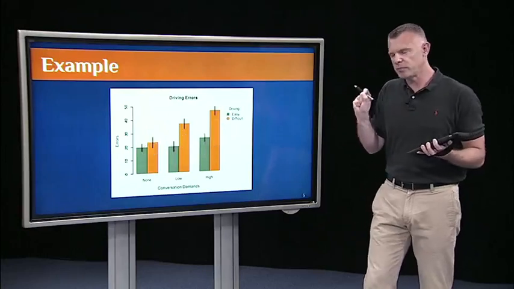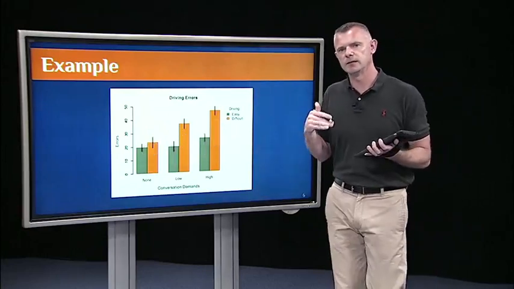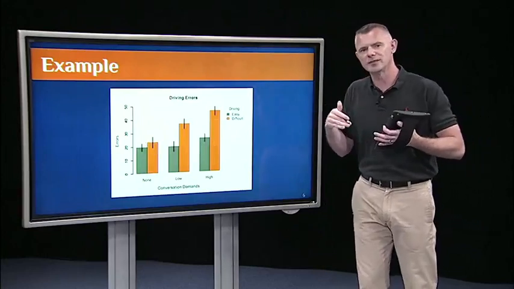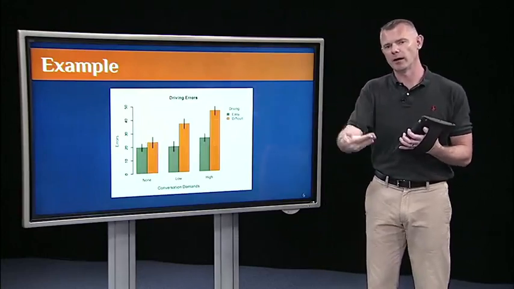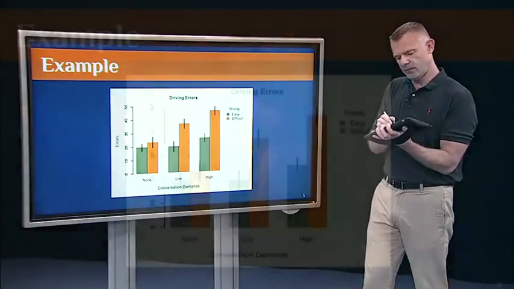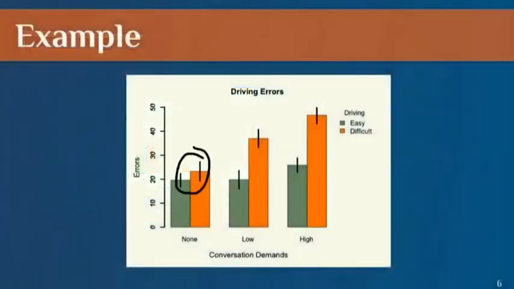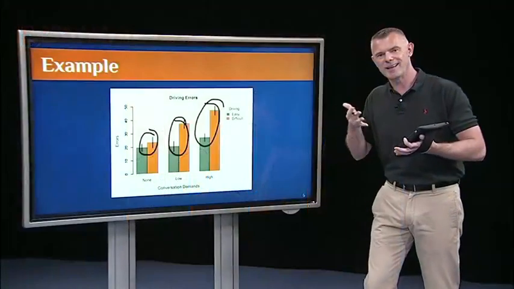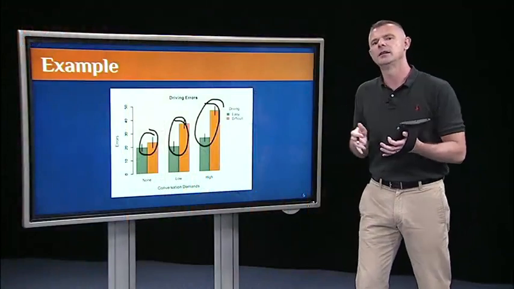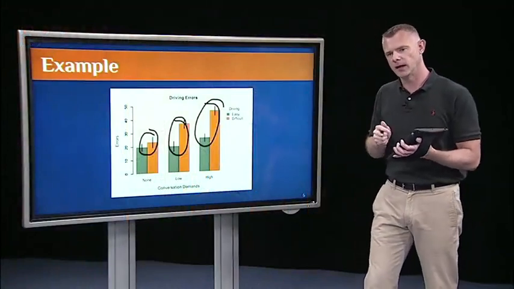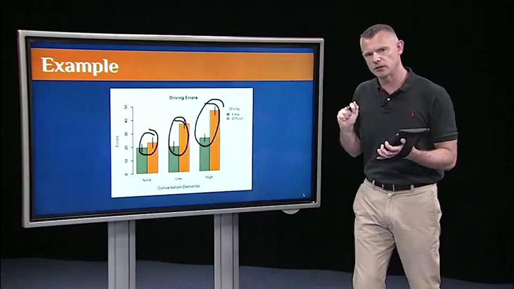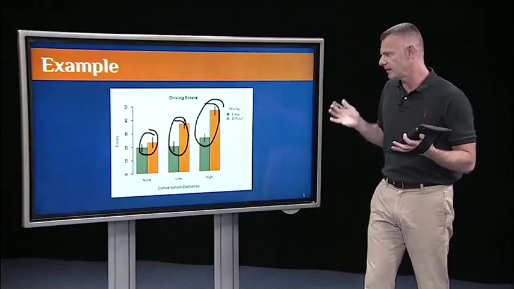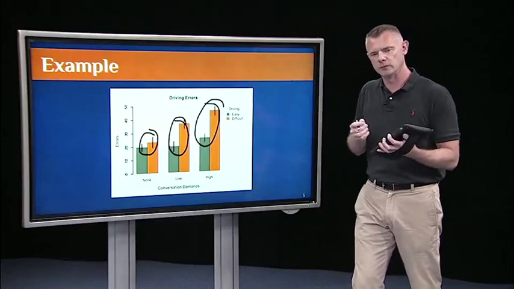But the most important piece here, and this is the new concept in this lecture, is that these two variables interact to produce more errors. So you can see that there's hardly any difference here, a bigger difference here, and the difference gets even larger at the high demand conversation condition. Conversation demand and driving difficulty interact to produce more errors. And there's lots of research to support that idea, and it's a nice illustration of a true interaction.